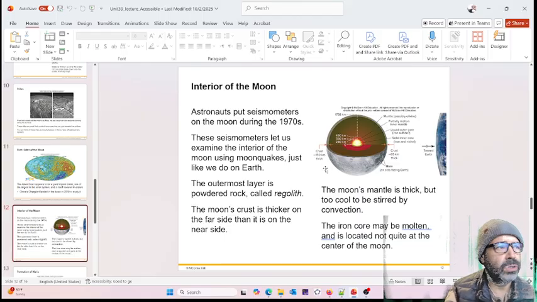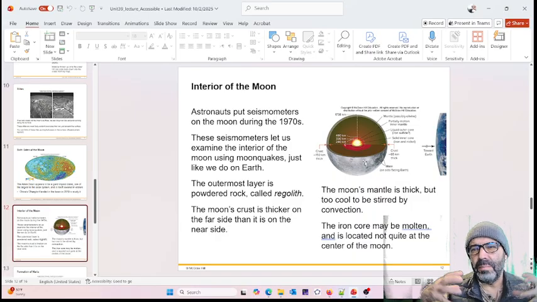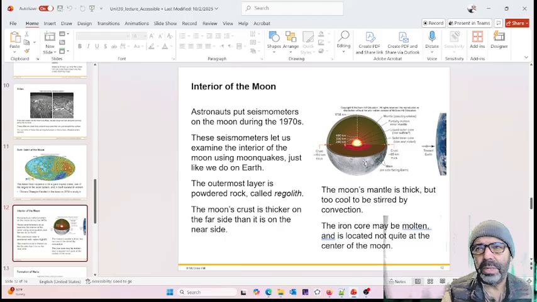So it's super thick. The mantle is there, but there is not enough heat in it to cause convection and tectonic motion. There is heat, but because the moon is smaller than the Earth, it must have lost most of its heat a lot sooner. The bigger an object is, the more heat it retains, compared to a small object like the moon.